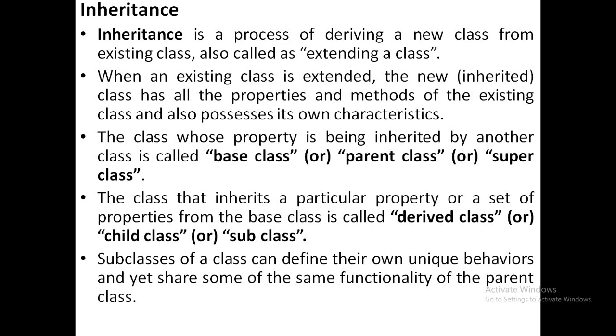The class whose property is being inherited by another class is known as base class or parent class or superclass, whereas the class that inherits a particular property or a set of properties from the base class is known as derived class or child class or subclass. Subclasses of a class can define their own unique behaviors and still share some of the same functionality of the parent class.